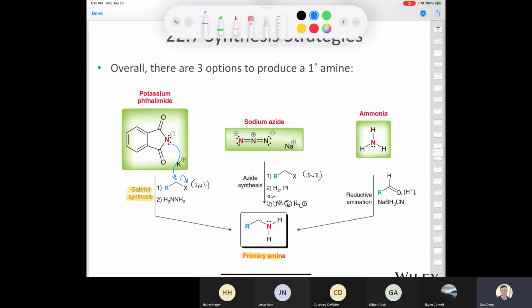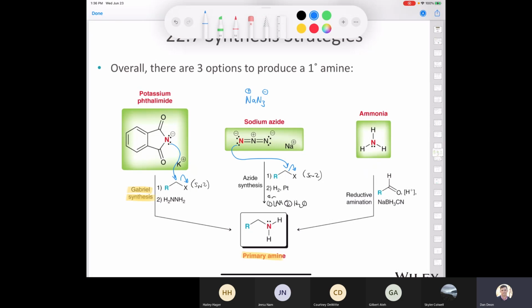The next one that we looked at was using sodium azide. So sodium azide, we usually write it like this, NaN3. So you know that sodium is a cation and azide is an anion. And here is the Lewis structure of the azide anion here. So you can see how that can act as a nucleophile as well. So we have our nucleophilic attack and our loss of our leaving group. And then we can reduce that azide down to the primary amine.